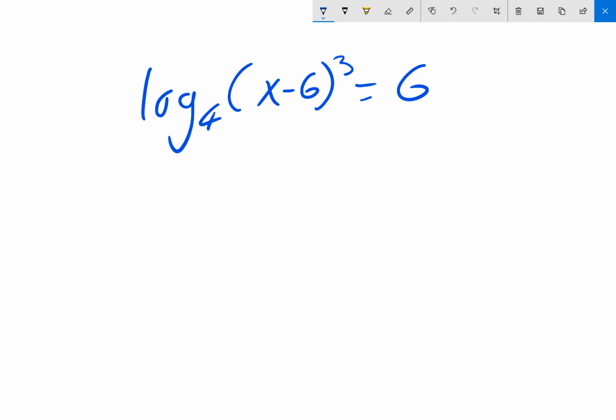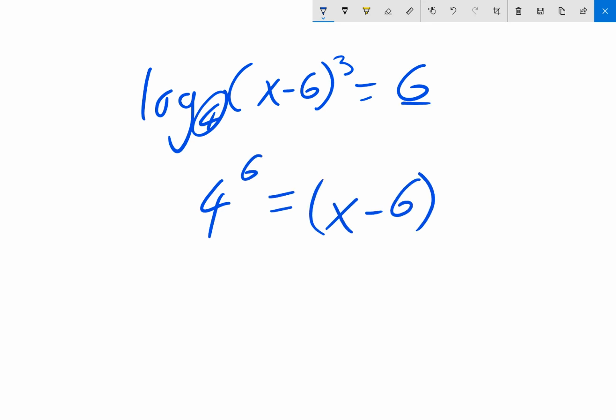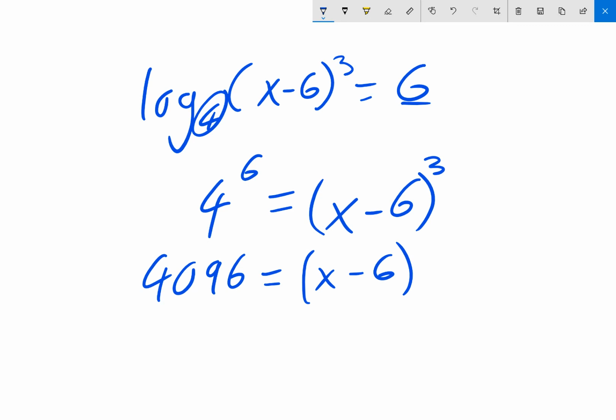So the next problem is log base 4 of x minus 6 to the 3rd equals 6. Same as before, convert this into an exponential equation. We have this as a base, 4 to the 6th power equals x minus 6 to the 3rd power. Now, if you want, you can go ahead and write 4 to the 6th as a number. 4 to the 6th power is 4,096. You don't have to, but it could help. But here's a thing a lot of people mess up on.